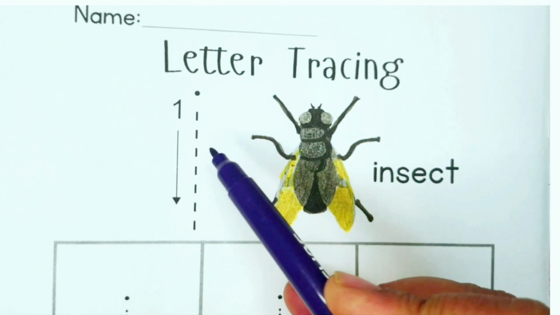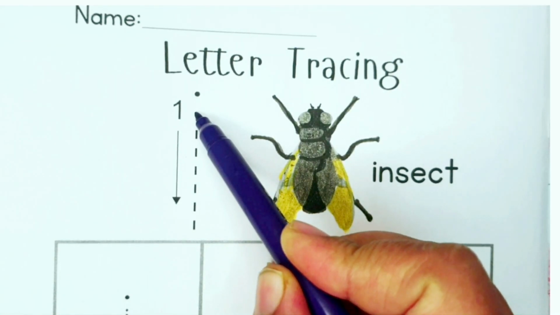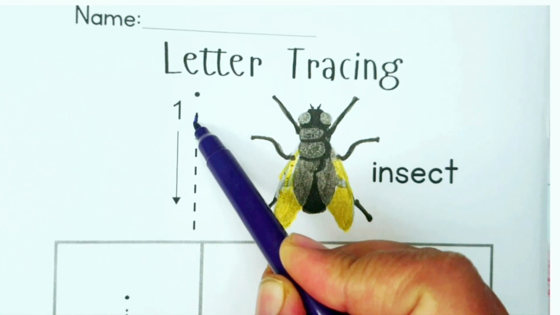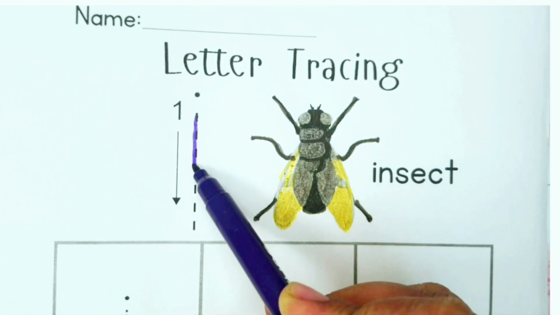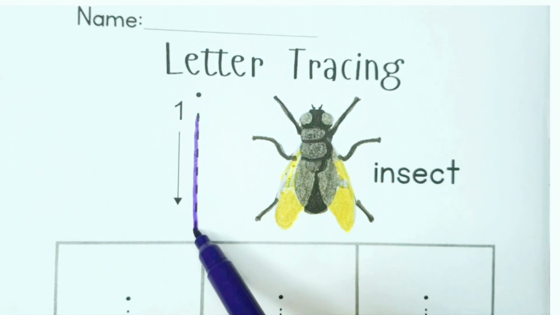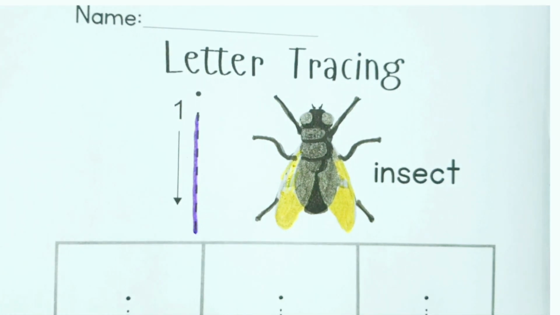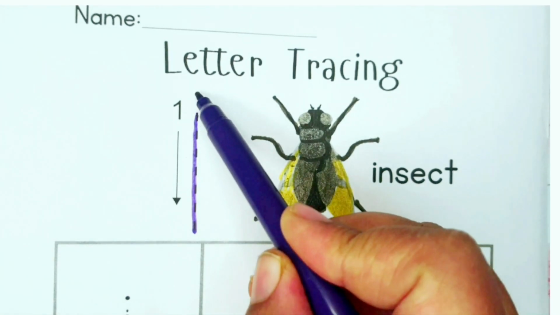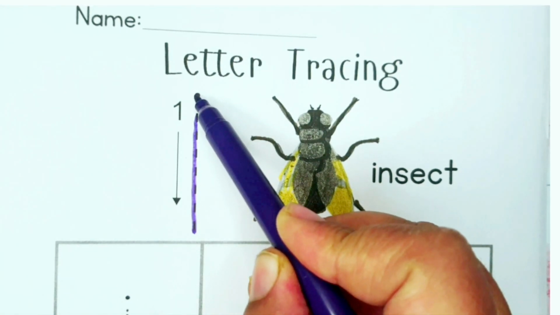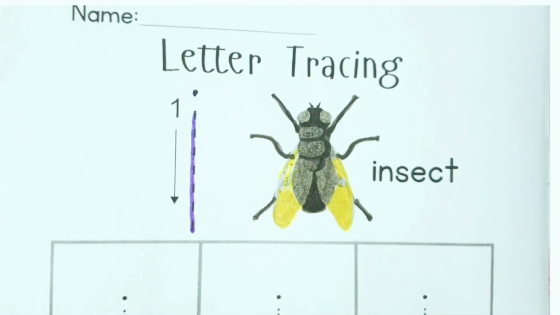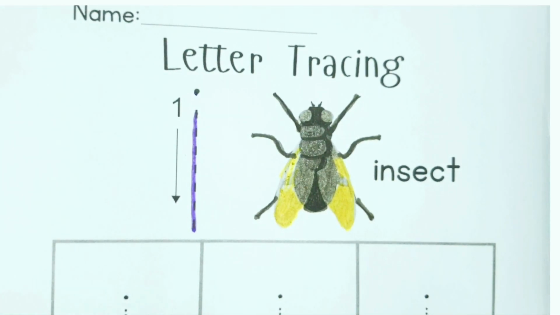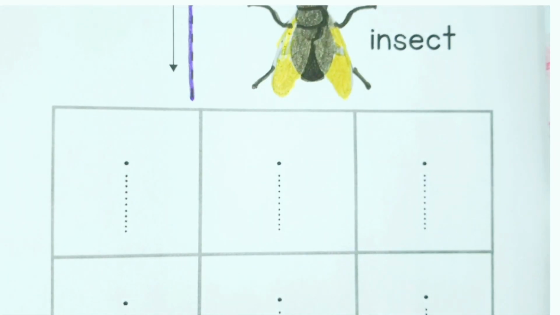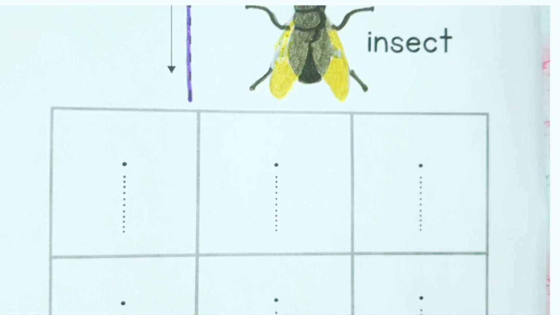Let's trace. First, draw a short straight line down from the middle line to the bottom line. Then, lift your pencil and place a small dot directly above the line, between the middle and top lines. Let's trace letter I.